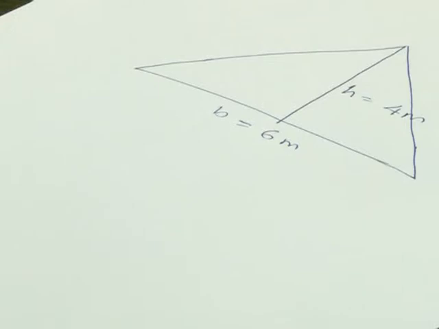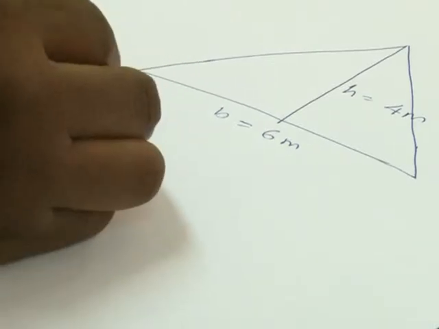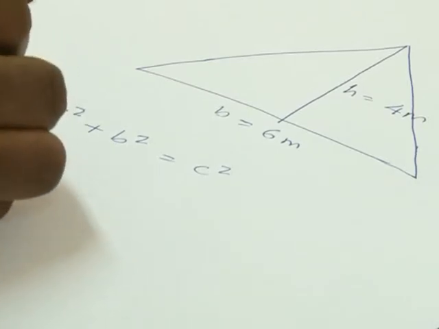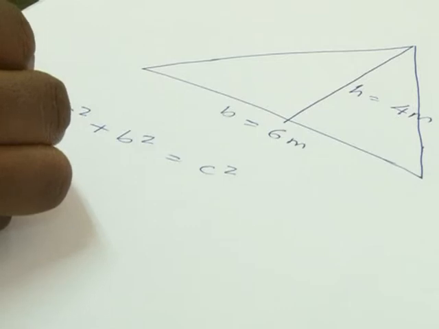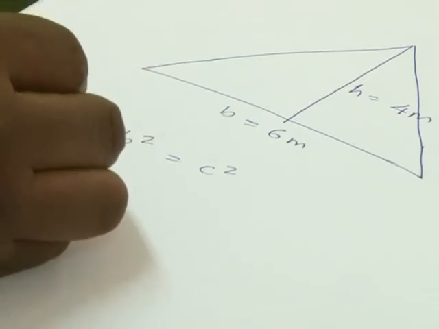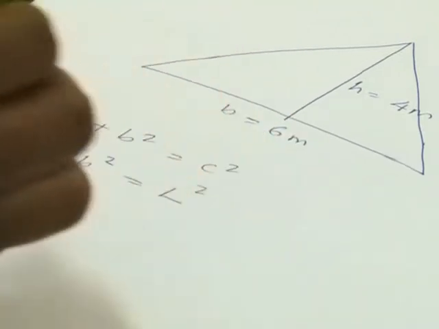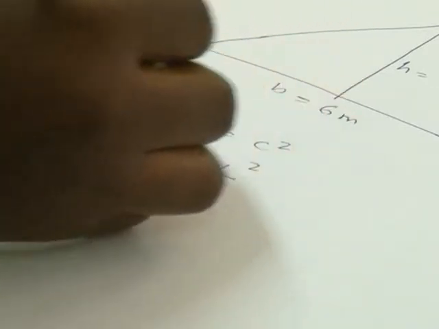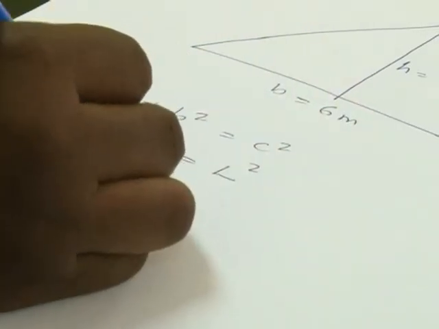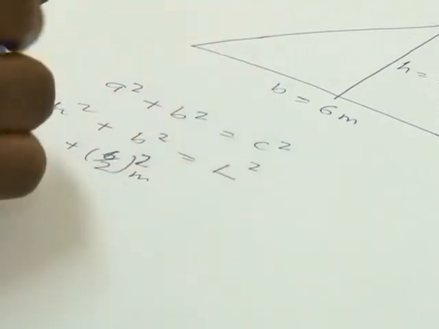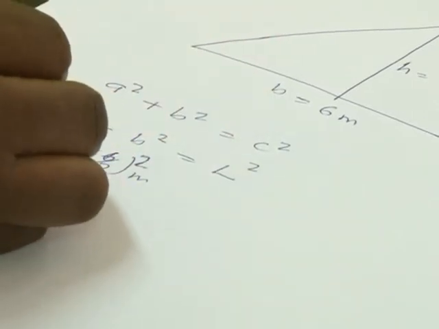It works like this. By Pythagoras' theorem, a squared plus b squared is equal to c squared. In our case, a stands for our height, and b stands for base, where c stands for length. Therefore, here we are going to put together the half of our base, which is 6 meters, so the square of our half and the square of our height to have the square of our length.